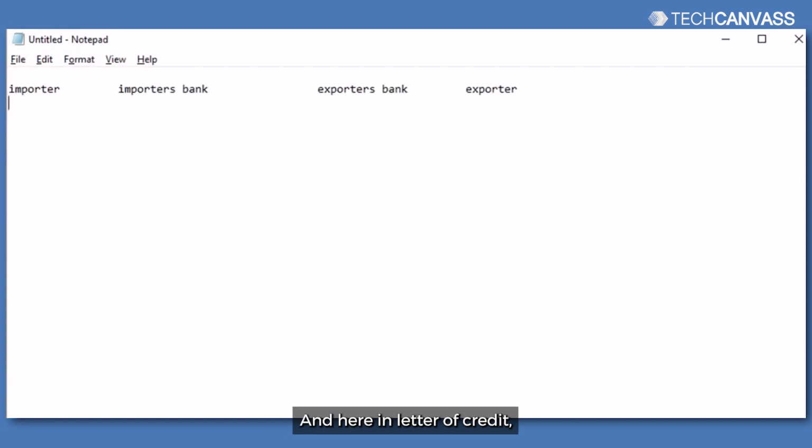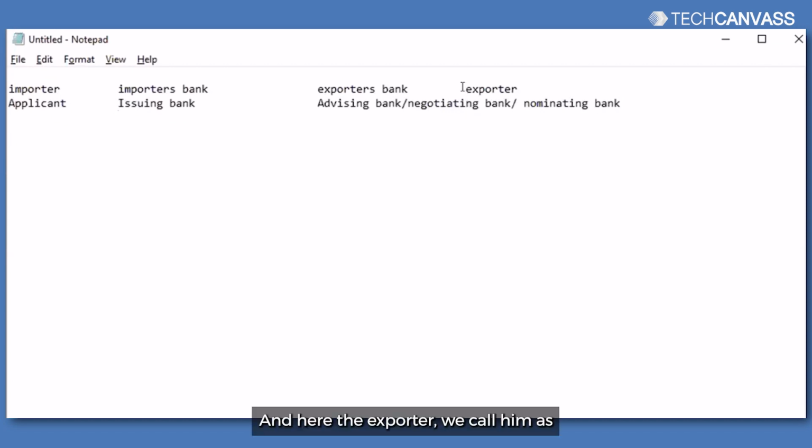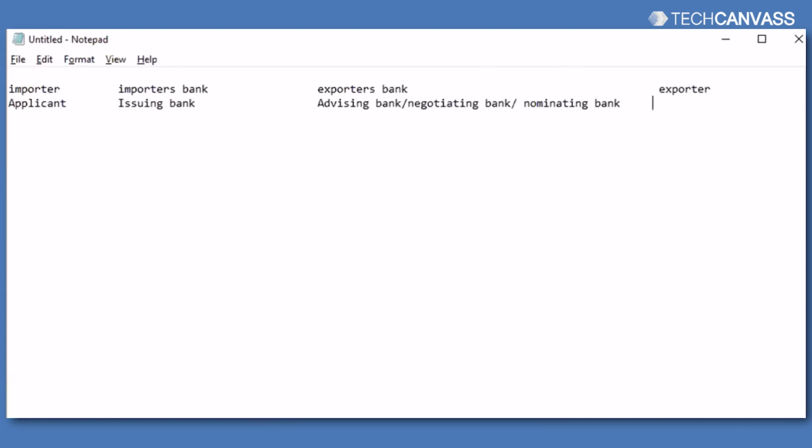Here in a letter of credit, we'll call the importer the applicant. The importer's bank, we'll call it the issuing bank. And the exporter's bank, we call it the advising bank, or negotiating bank, or nominating bank. And the exporter, we call him the beneficiary. These are the terms we use in a letter of credit.